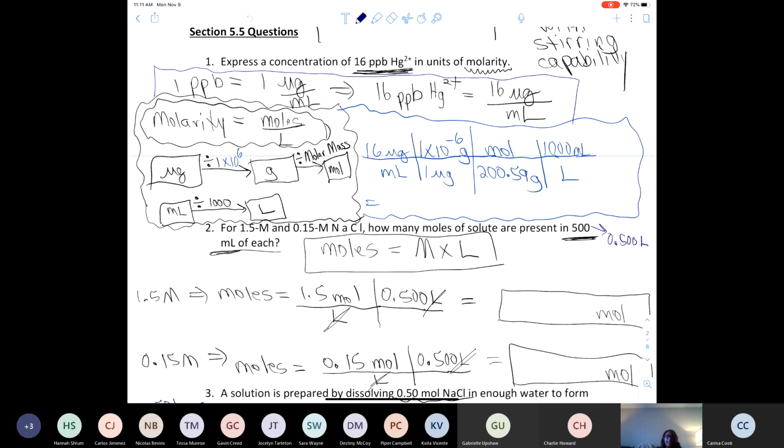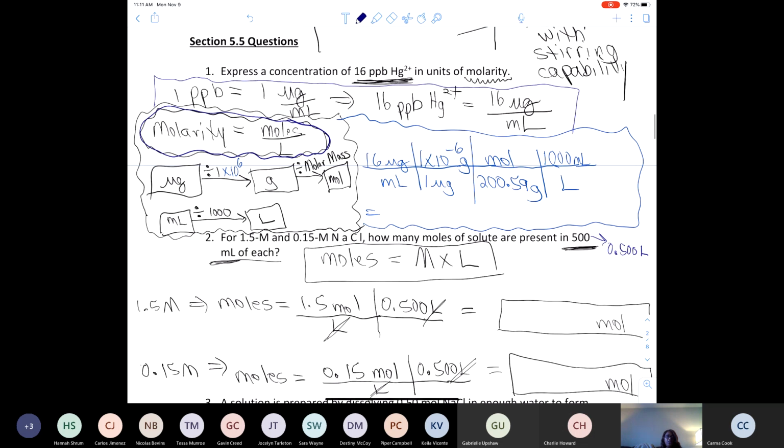The first question, they gave us a concentration in units of parts per billion for the mercury 2+ ion. And we need to convert those parts per billion units into units of molarity. And again, as we stated, molarity is moles per liter.